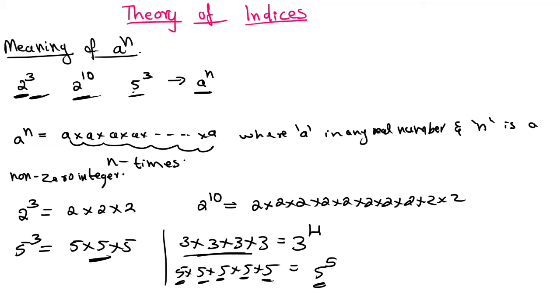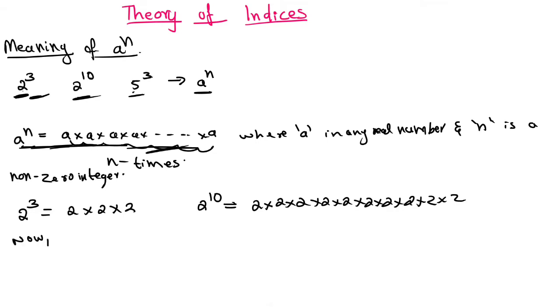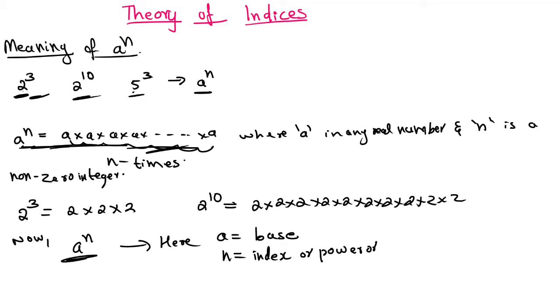So in general, if a is any real number and n is a non-zero integer, then a to the power n means you are multiplying a, that real number, n times. Now consider a to the power n. Here a is called the base, and n is called the index or power or exponent. The meaning is the same; you can say index or power or exponent.